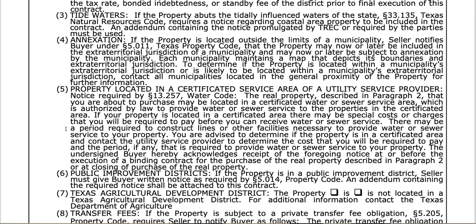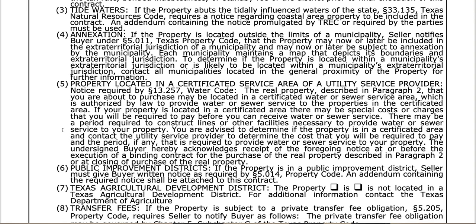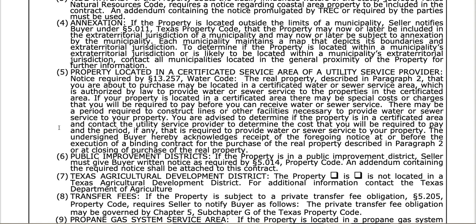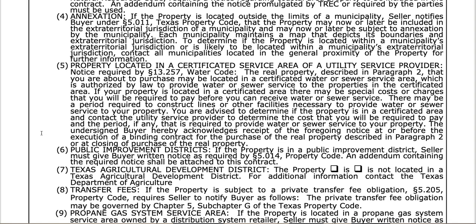There may be a period required to construct lines or other facilities necessary to provide water or sewer service to your property. You are advised to determine if the property is in a certificated area and contact the utility service provider to determine the cost that you'll be required to pay and the period, if any, that is required to provide water or sewer service to your property. The undersigned buyer hereby acknowledges receipt of the foregoing notice at or before the execution of a binding contract for the purchase of the real property described in paragraph 2 or at closing of purchase of the real property.